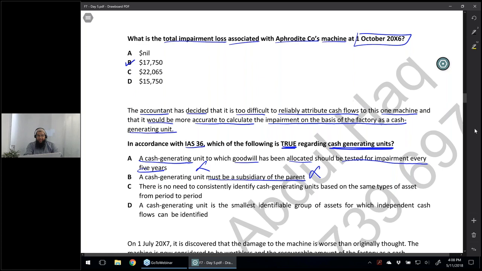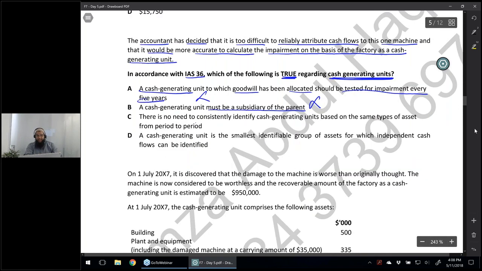C: There is no need to consistently identify cash generating units based on the same type of assets from period to period. So every year we can make a new CGU. Is this possible? Obviously not. A CGU is a CGU. You cannot decide whether it is the same or not. D: A cash generating unit is the smallest identifiable group of assets for which independent cash flows can be identified. Yes. So your right answer is actually D.